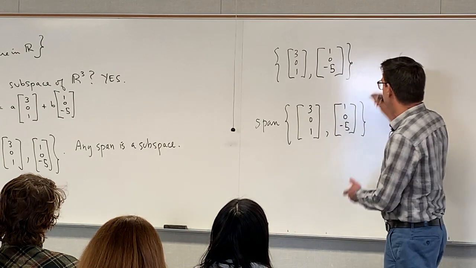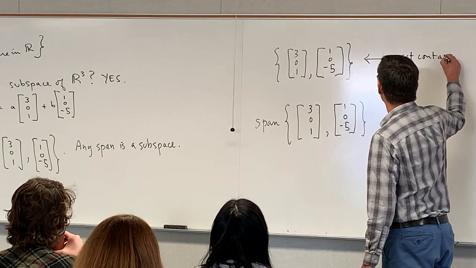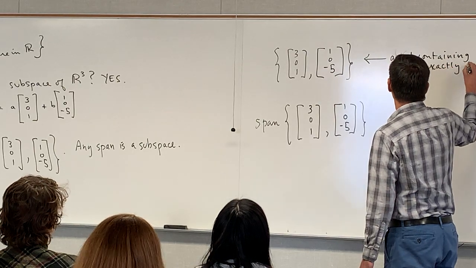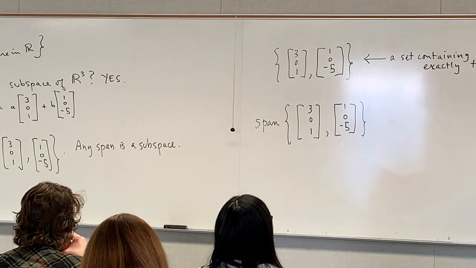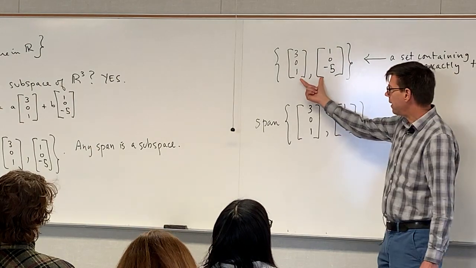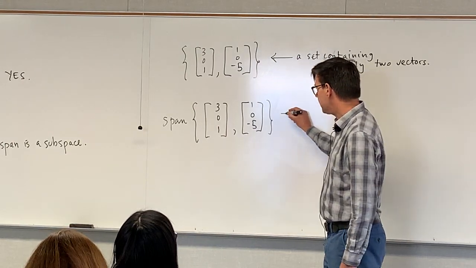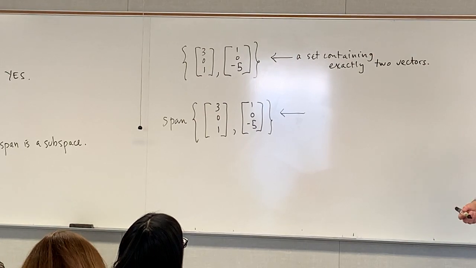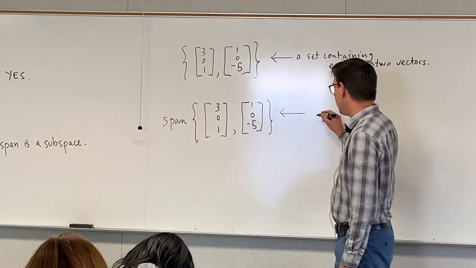So this is just a set containing exactly two vectors. Sometimes we write a basis in that way, a basis of two vectors maybe. But there are exactly two elements in that set, two vectors. And then the difference with span is this is a set containing how many vectors? Yeah, a lot. Infinitely many, probably.